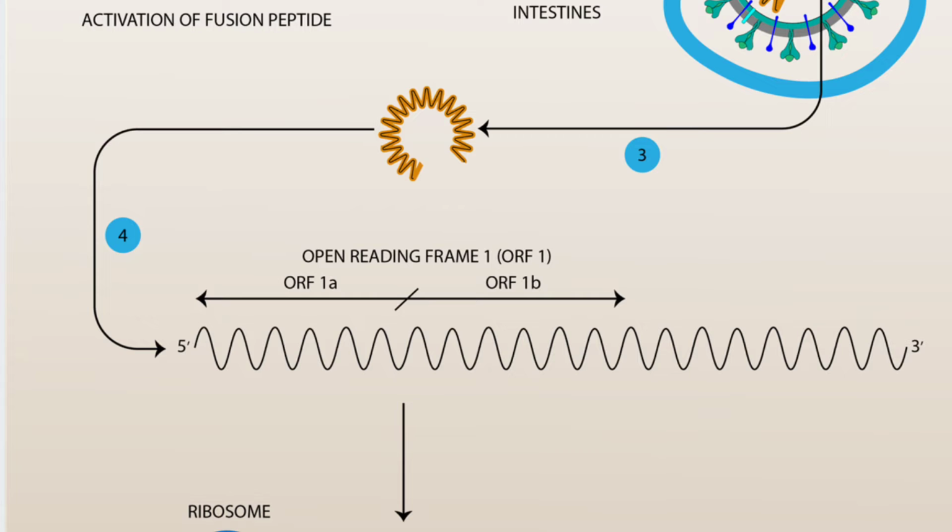Step 4. Once in the cytoplasm, the viral RNA genome is translated with the help of ribosomes. The 5' side of SARS-CoV-2 genome consists of open reading frame 1 or ORF1, which is separated into two sub-open reading frames, ORF1A and ORF1B.